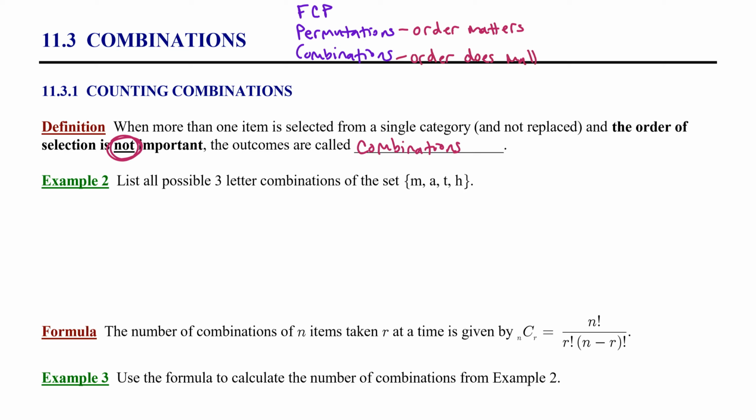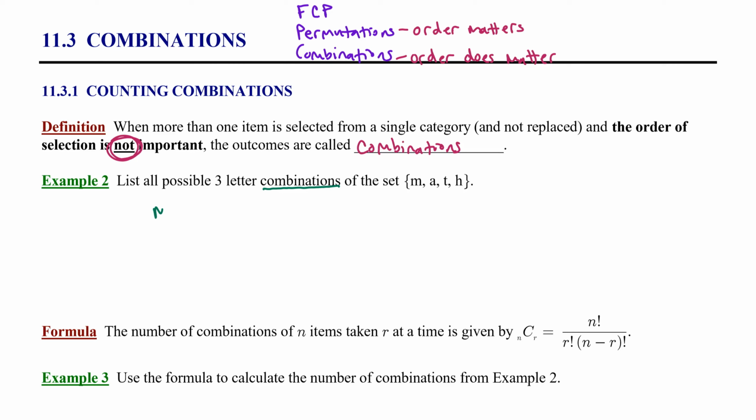An example of a combination then would be your pizza. If I want to get 3 toppings on a pizza, it doesn't matter the order in which those toppings are placed. If I rearrange the toppings, I still have the same pizza. So let's look at how combinations are different from permutations. In example 2, we're going to list all possible 3-letter combinations of the set MATH. If you'll remember in section 11.2, we listed 24 3-letter permutations of the set MATH. But here we're listing combinations.